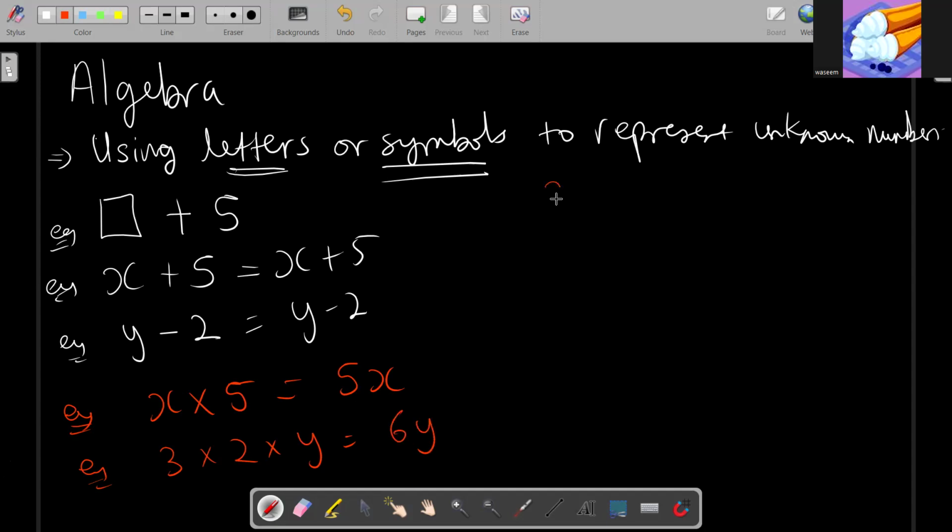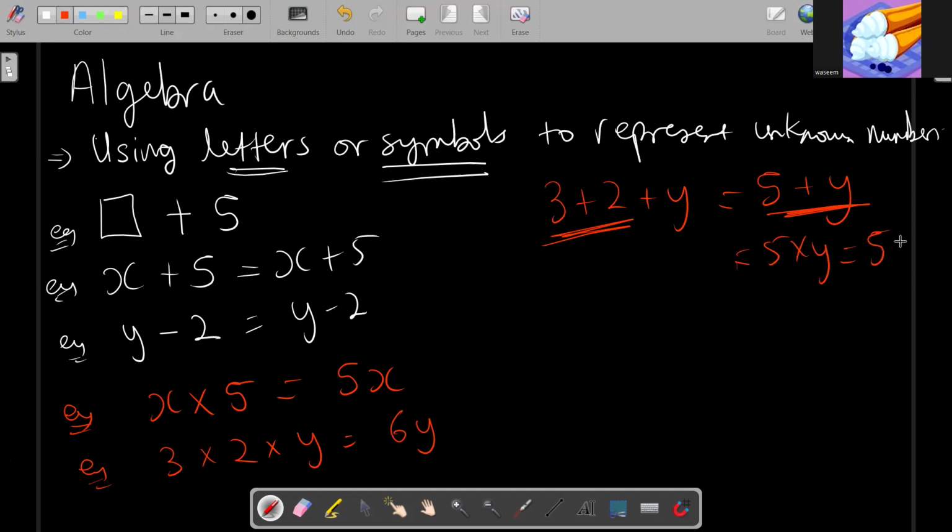On the other hand, 3 plus 2 plus y, we cannot simplify this any further. Or we can say, students, 3 plus 2 is 5, 5 plus y. 5 plus y is different from 5 multiplied by y. So 5 plus y and 5 multiplied by y are two different things. 5 multiplied by y, we could bring them together and form a term. Good, so take note of that. When we multiply terms, we bring them together. And I guess you all should know this. It should be revision for you all.